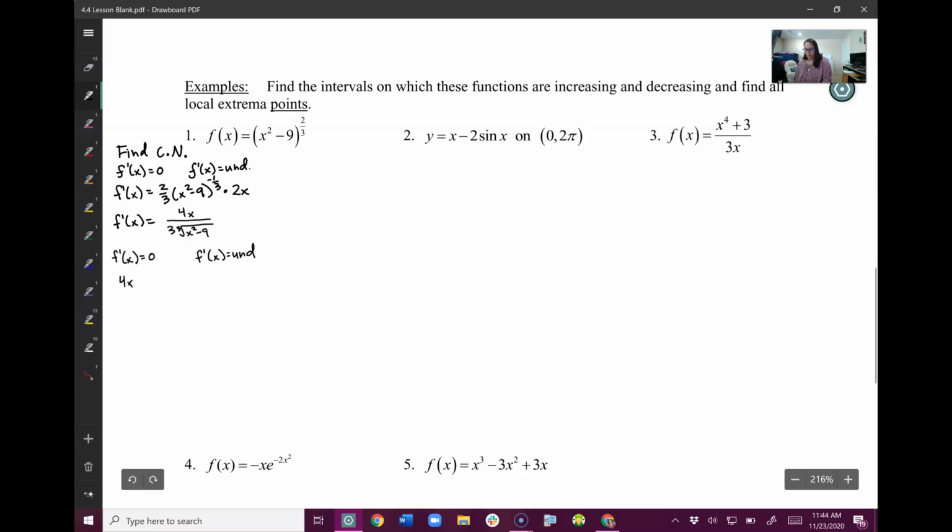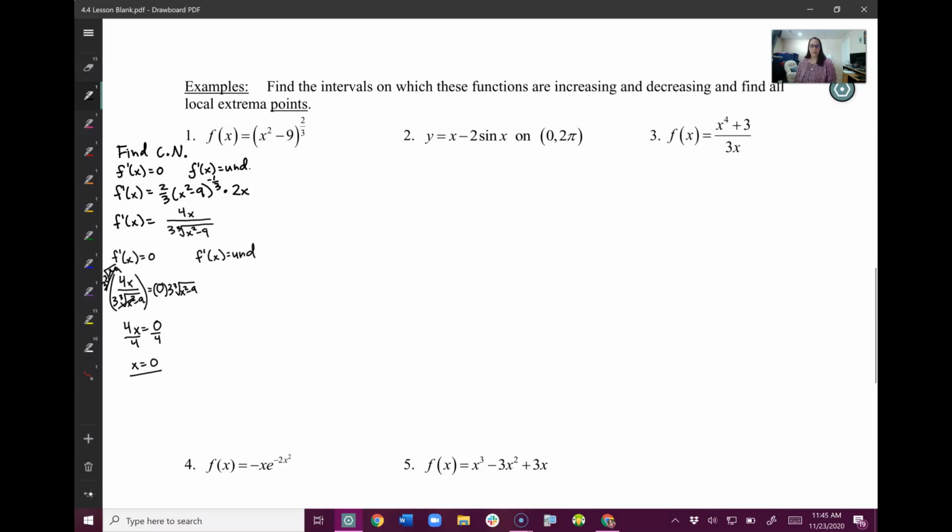Okay, now let's do where it's 0 and where it's undefined. So let's start by setting it equal to 0. If I set that equal to 0, I would multiply by the denominator first, which, since it's timesing by 0, is just going to make the denominator go away. So I have 4x equals 0, and then divide by 4. So it looks like the only one I got from that is 0. That's my first critical number.